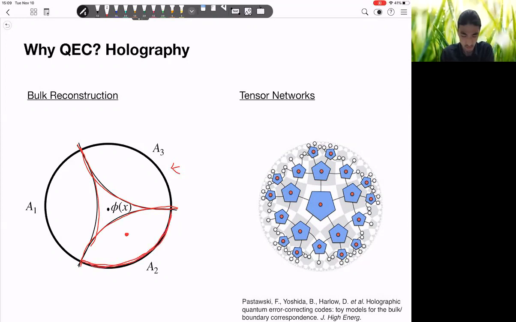For example, here, phi1 of x. But if the bulk operator is inside of here, which is not covered by any of the bulk regions of here, here, or here, this bulk operator cannot be expressed or reconstructed by this local region A1 or A2 or A3. So in this case, phi of x cannot be accessed by these boundary regions. In other words, if anything happens to the boundary region, this phi of x is immune, there will be no effects on phi of x. So bulk reconstruction and quantum error correction are somewhat related, and people are studying this.